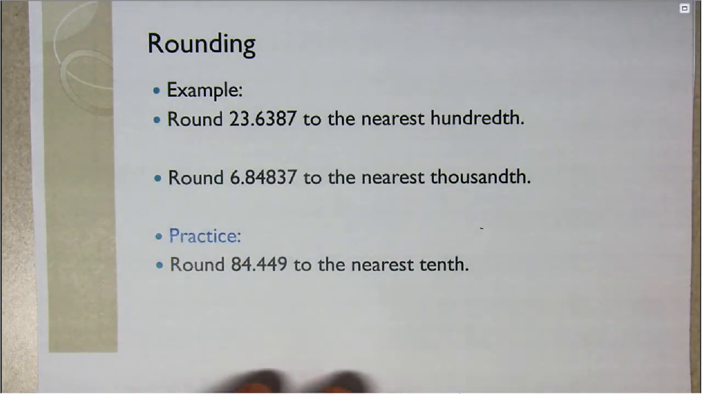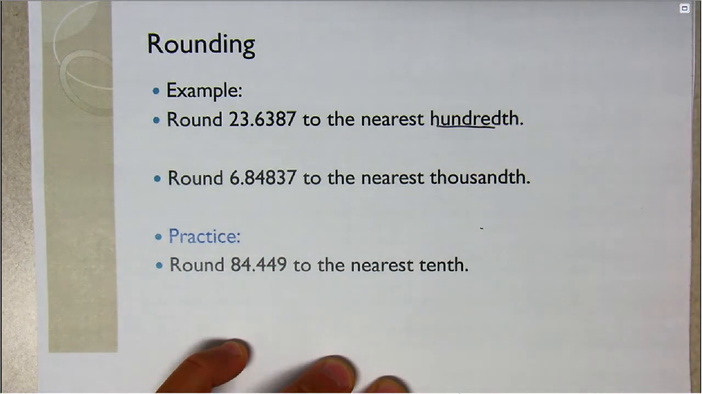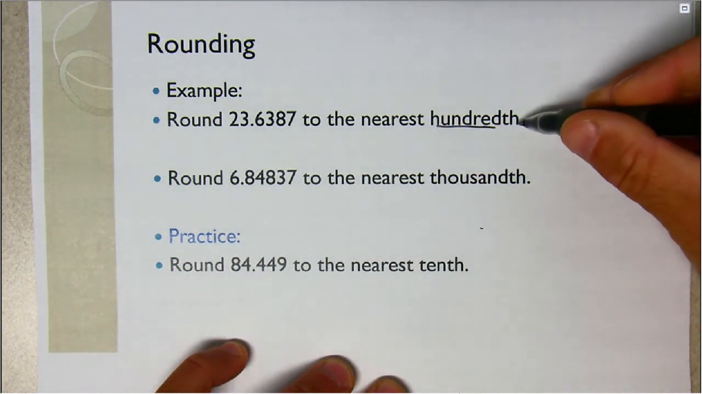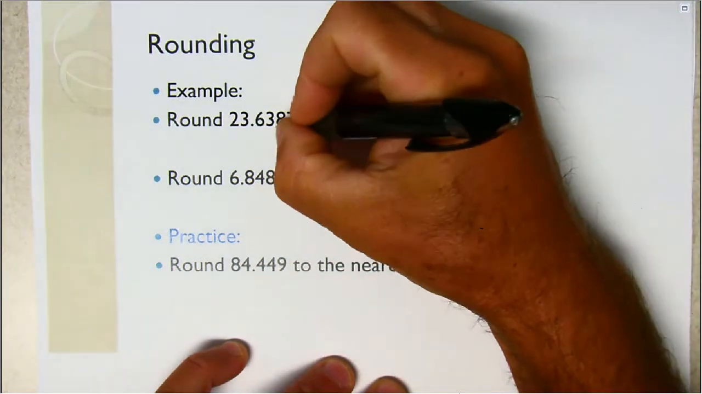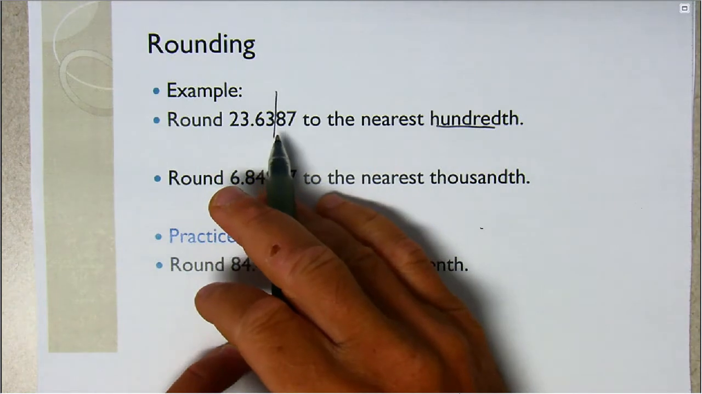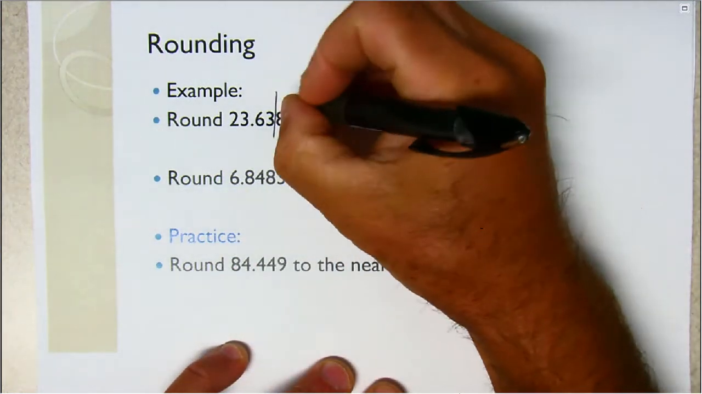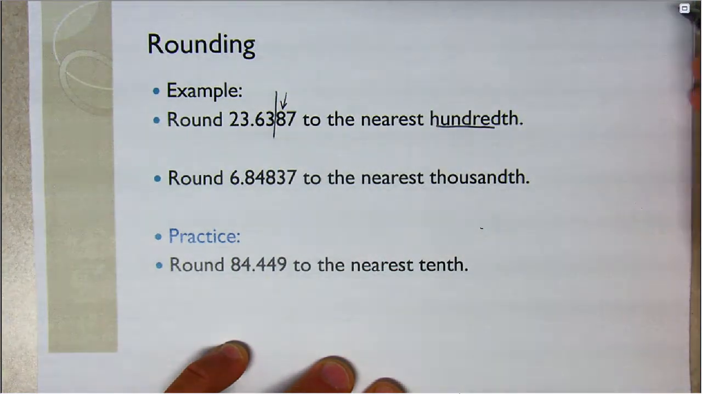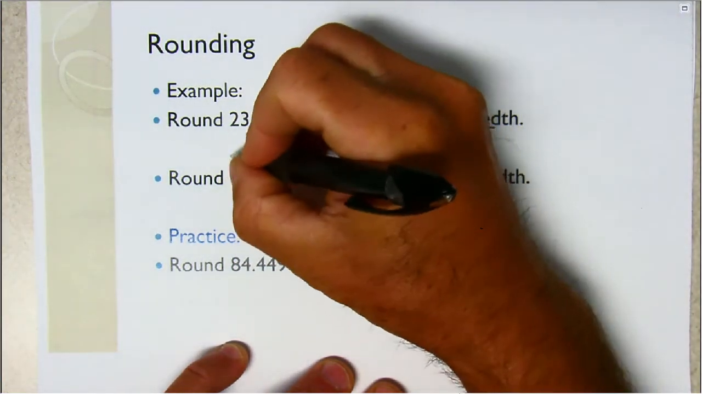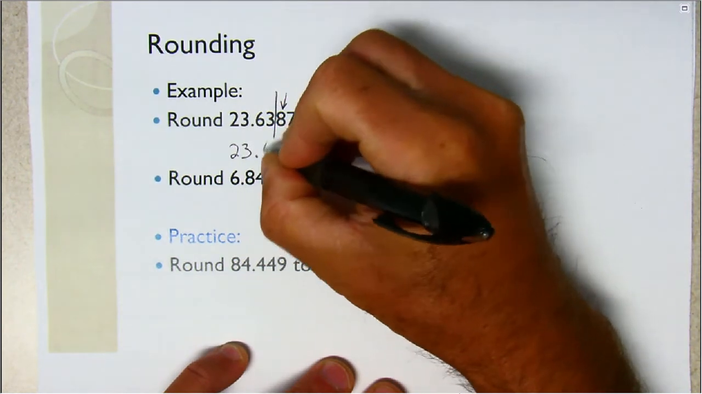Okay, let's round 23.6387 to the nearest hundredth. The first question we have to ask is, hundredth, how many decimal places is that? Hundredth is 2 decimal places, which means we're going to truncate the number after 2 places, but when we round, we have to look 1 place to the right. Since that place to the right is an 8, that's enough to make our last digit round up, and we would call this 23.64.